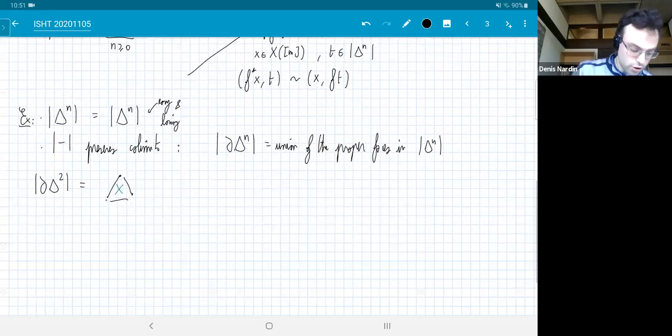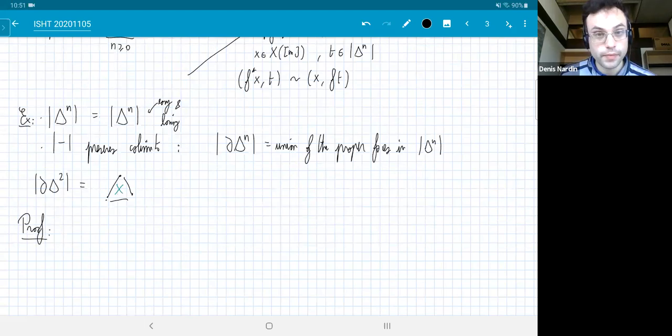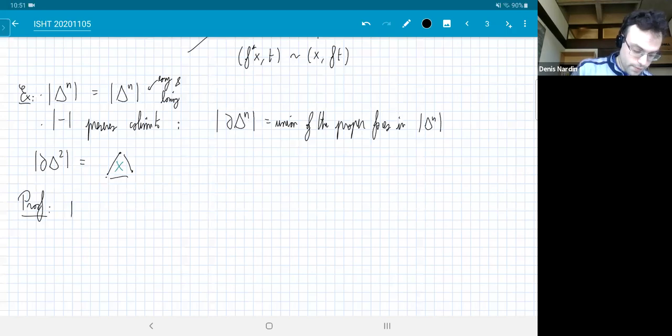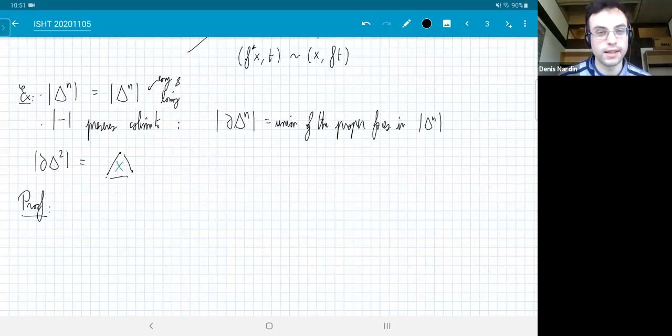But maybe I should say a few words about the proof of this adjunction statement. Well, this is a lot easier with ends and coends. Of course, this is a one-line proof if you know what an end and a coend are, but let me be precise. So what is a map?